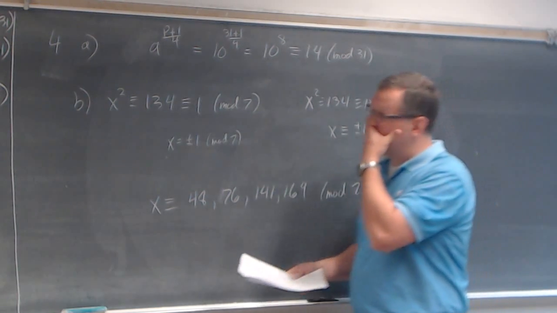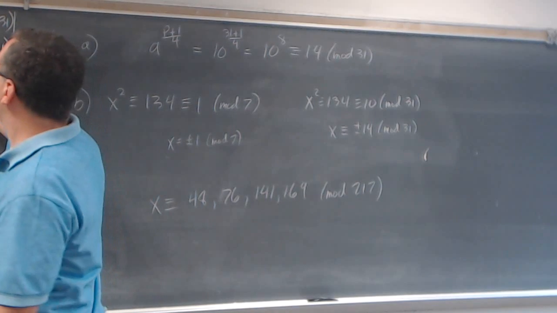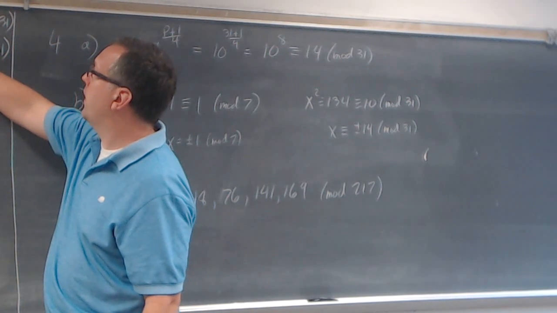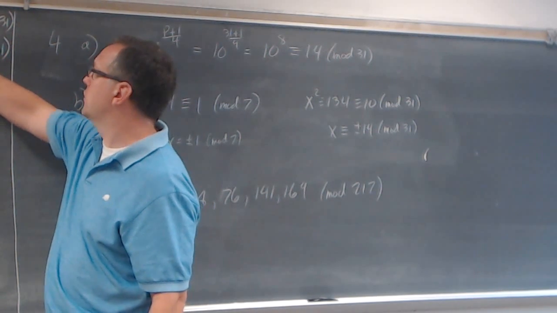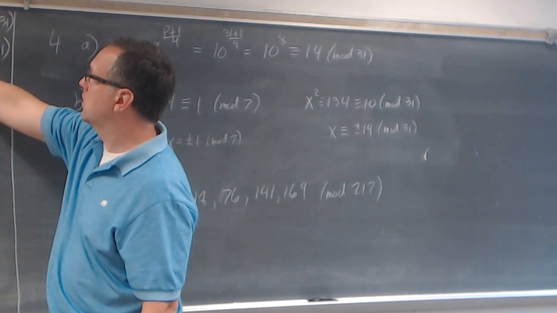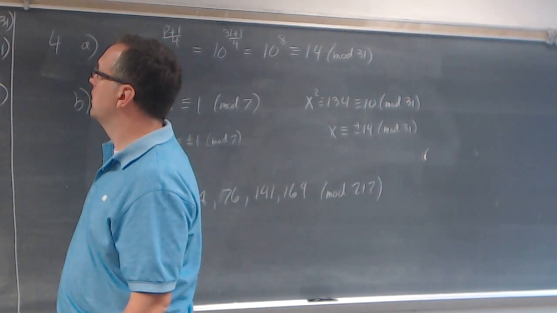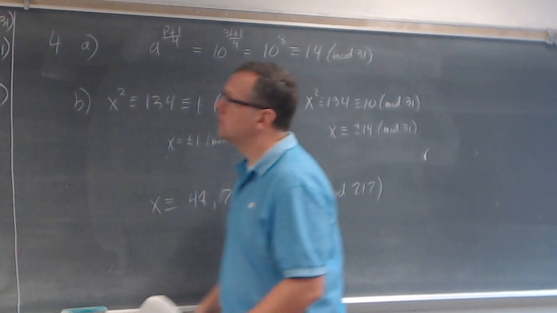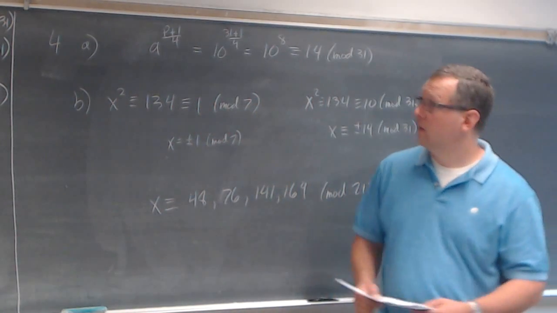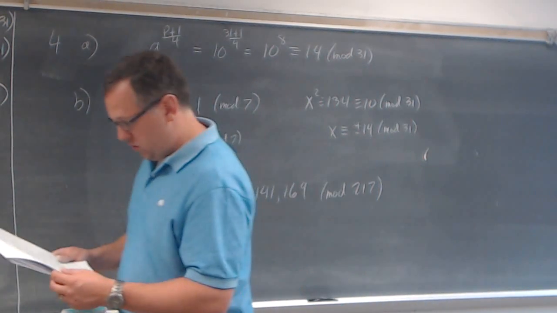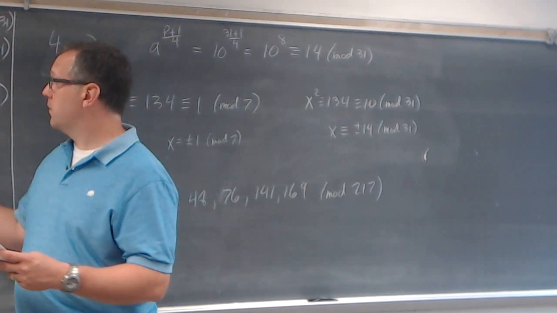So 5, I already went over that. The main thing is, if you're going to complete the square, you need an even coefficient here. So you just add 31 to this coefficient, and then complete the square. Any questions about number 5?